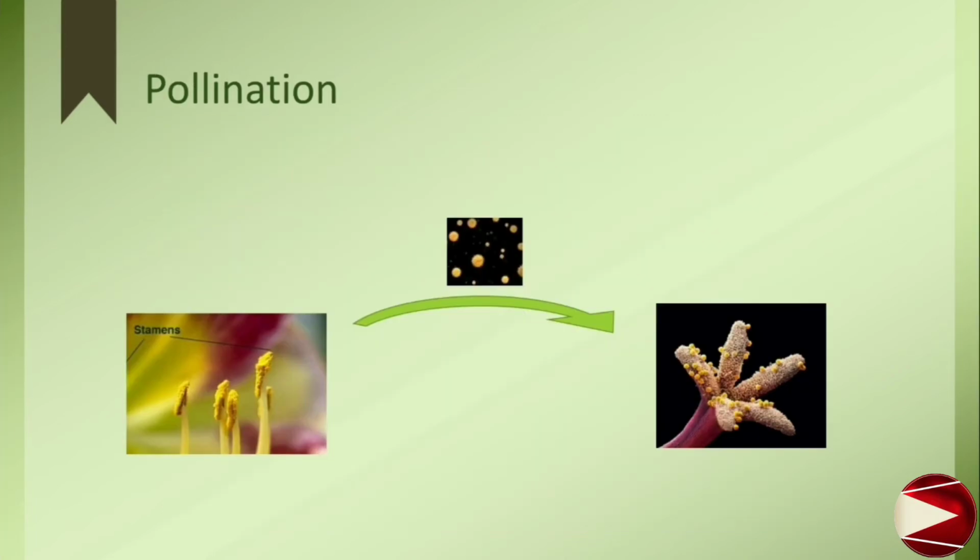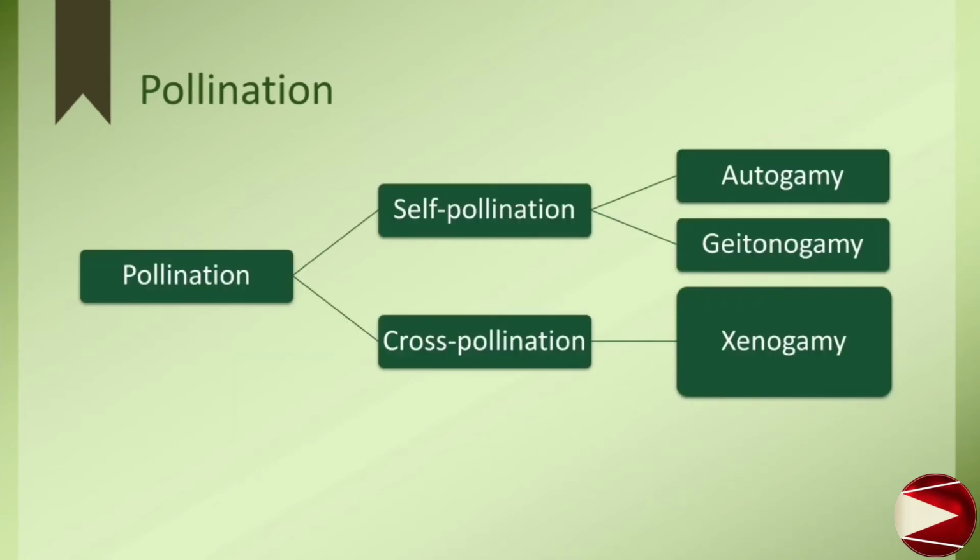Pollination. We know what is pollination. It is simply transfer of pollen grain from anther to stigma. Pollination is of two types, self pollination and cross pollination. Again, self pollination is of two types, autogamy and geitonogamy.